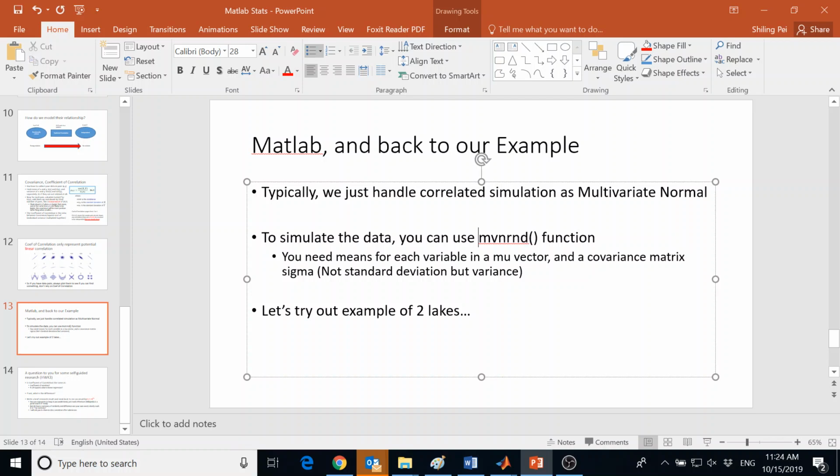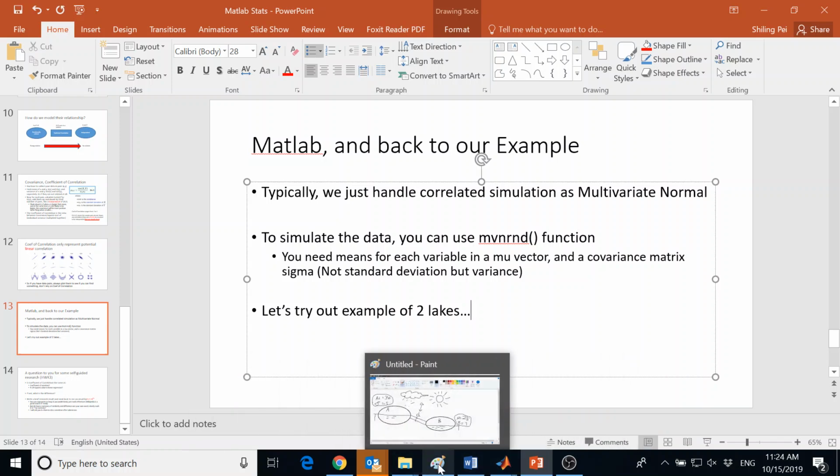This function will actually generate samples in pairs. But to actually use this, you need the means of each variable. You put them in a mu vector. So if you have 2 variables, that vector just tells it about the means. Then you need what they call a covariance matrix. What does it look like? We're going to talk about that when we do our examples. Okay, let's take a look at our example.